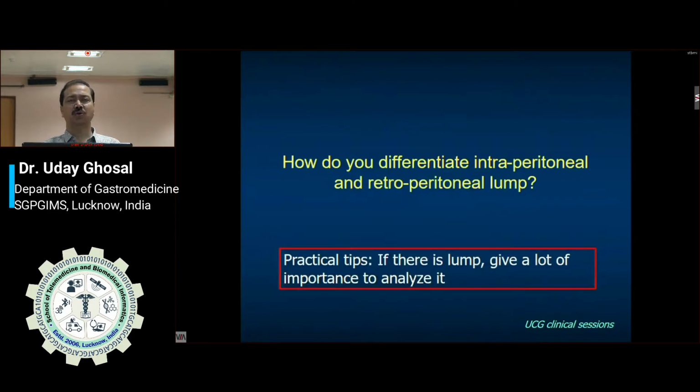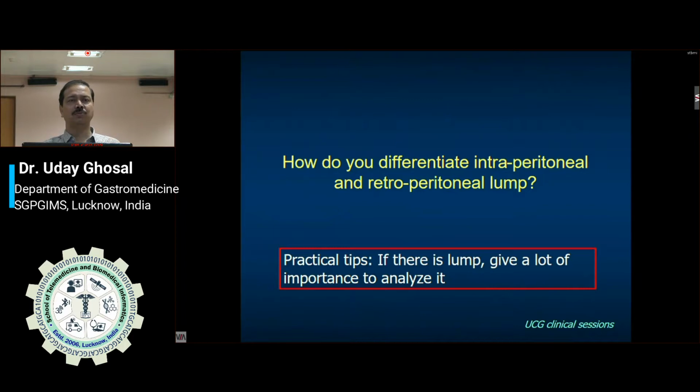Why do you say all this? You say all this because you have to know whether this lump is a parietal lump or an intra-abdominal lump. In an intra-abdominal lump, further you have to know, is it a retroperitoneal lump or an intraperitoneal lump?